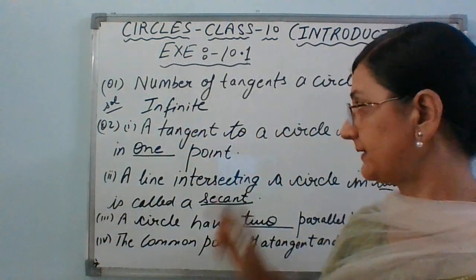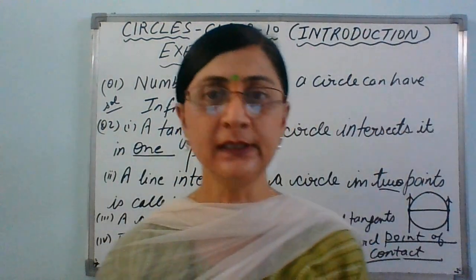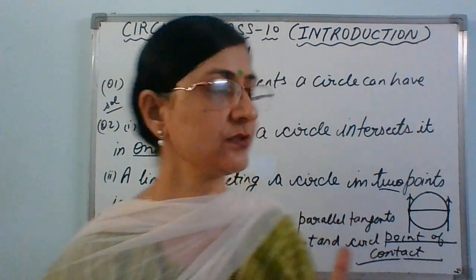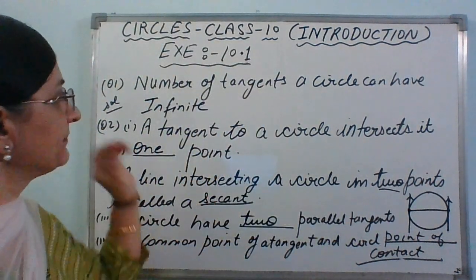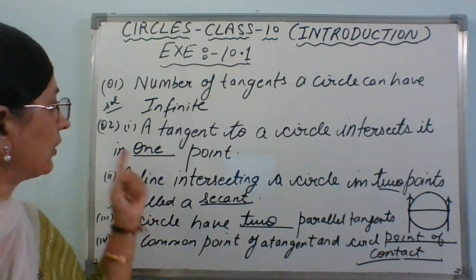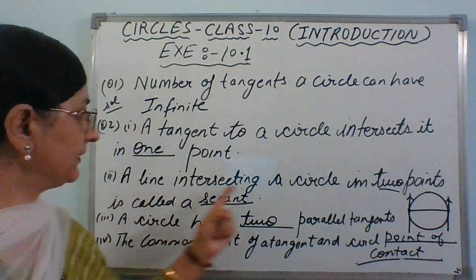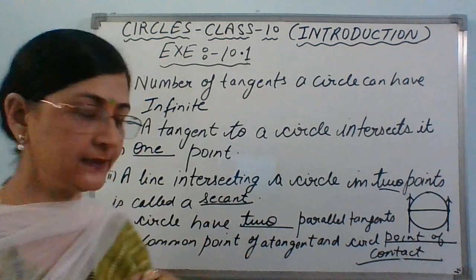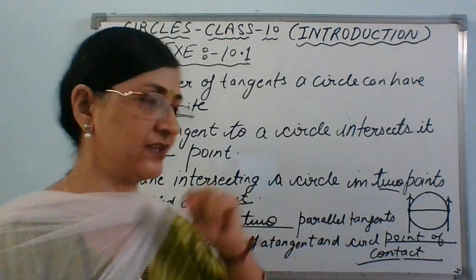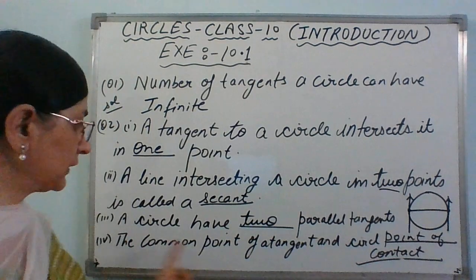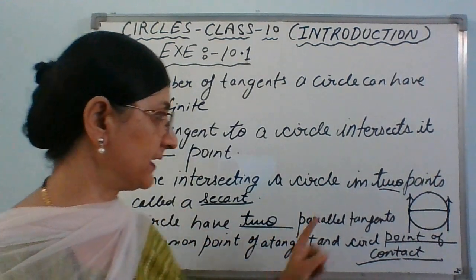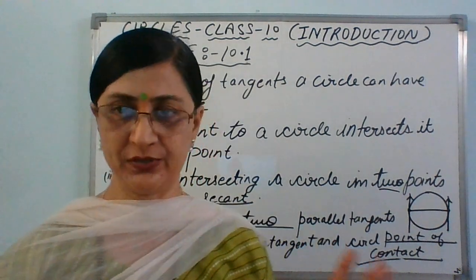So these are the basic things, right? Blanks have been made on the basic things of tangents to a circle. I hope these are clear. Infinite number of tangents can be drawn. A tangent touches the circle at one point. If it touches at 2 points, that is called a secant. And maximum parallel tangents can be drawn too. Then the common point where the tangent and the circle meet is the point of contact.